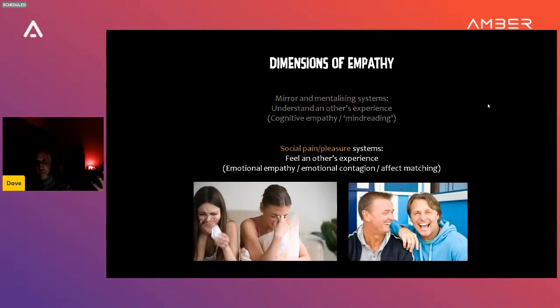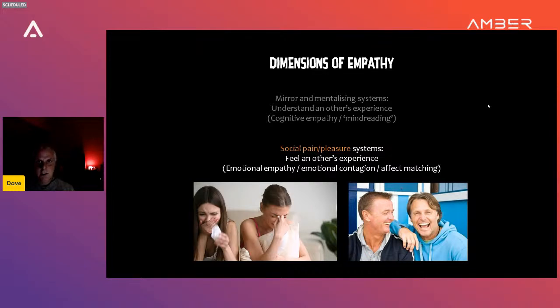So having figured that out, we actually undergo physiological changes. This is the second dimension or stage of empathy. This is where we see activity in the social pain and pleasure systems. Our autonomic nervous system undergoes change. Our heartbeats synchronize with the target. Incredible.